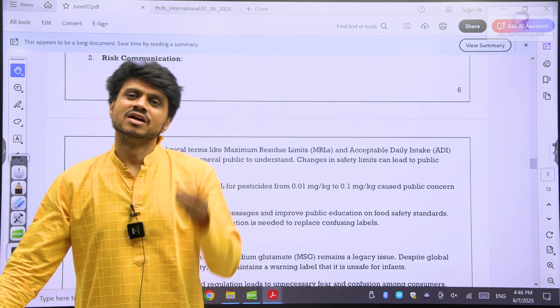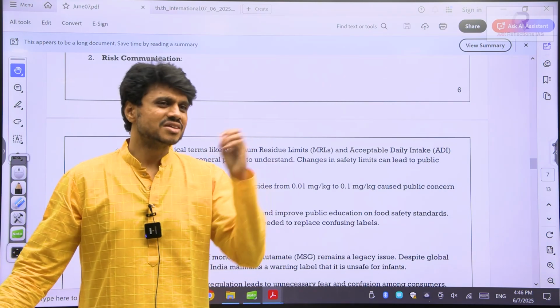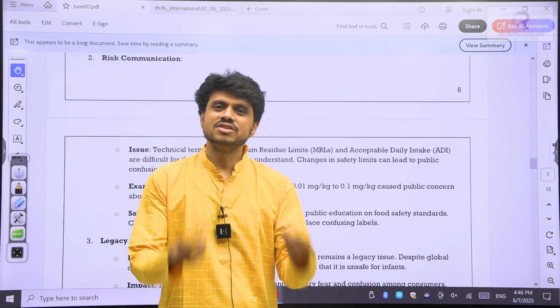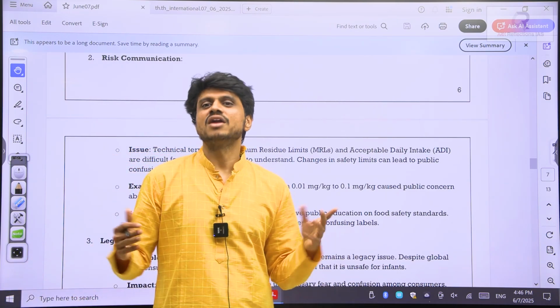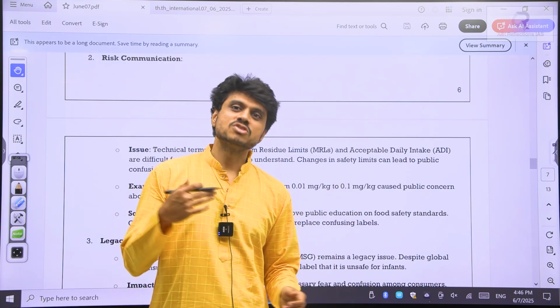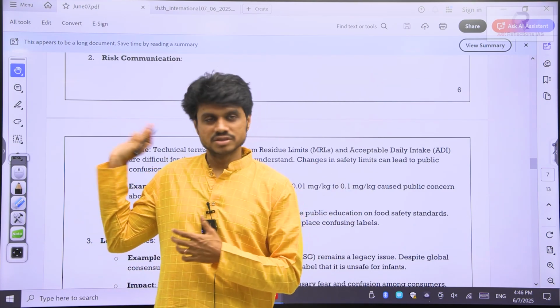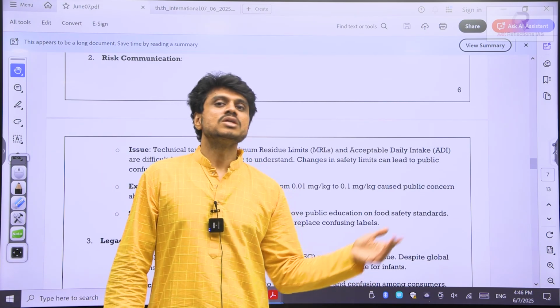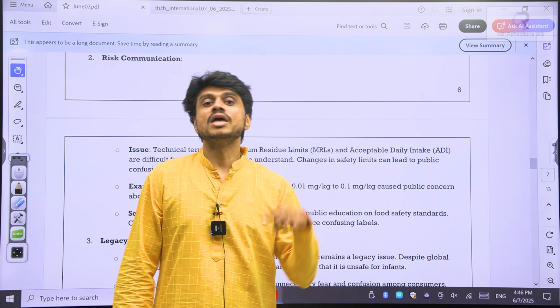You might have seen everything: milk, paneer, eggs, even vegetables, mango, fruits, anything you are taking is adulterated. So what is the Food Safety Standards Authority doing? There are various challenges. They are not able to check this adulteration. They are not able to do the inspections.